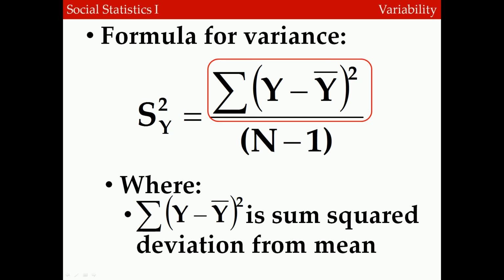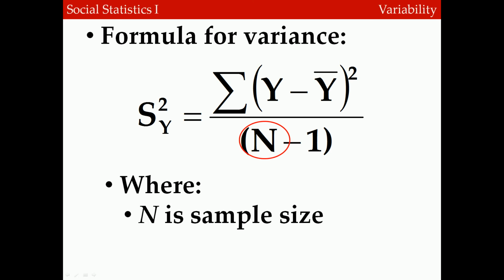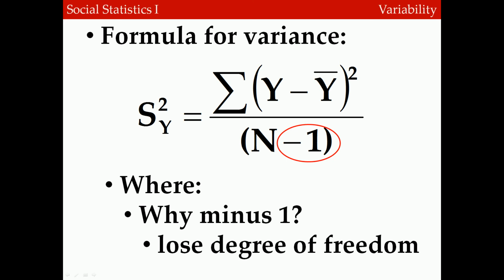In the numerator, we have the sum of the squared deviations from the mean, where the Greek letter sigma stands for the summation operation, telling us to take the sum of the quantities of y minus y bar. Y is just some variable, and y bar is the mean of the variable y. And then those quantities are squared before being added together. In the denominator, we have n, which is the total sample size, or the total number of cases, and we subtract 1. Now you might be wondering, why do we subtract 1?